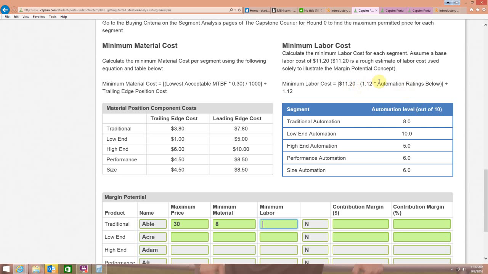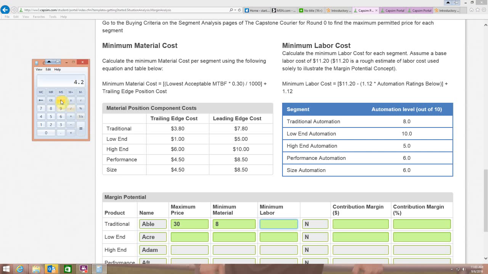Okay, and we got parentheses in kind of weird areas here, right? These are all in parentheses, and then 1.12 is at the end. So what that means is I have to take my 1.12 times my automation rating first, and in the traditional that's 8. So let's go do that. Let's hit the clear, and I got 1.12 times my automation rating of 8 is equal to 8.96. Now I have to subtract that from $11.20 before I add back in this 1.12.